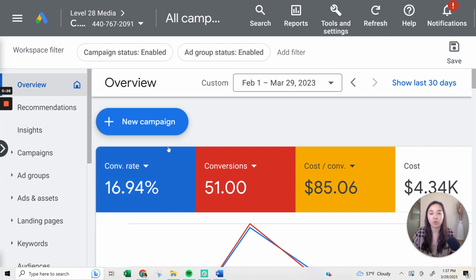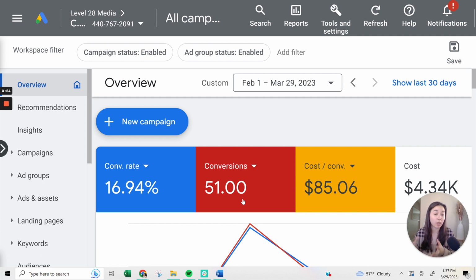So overall, for over a 60-day period, the conversion rate was 16.94%. The average conversion rate in the industry is about 5%. So the fact that we're able to get 3 times the average, and more than 3 times actually, is really strong. It just goes to show that we have a really strong landing page and conversion mechanism.